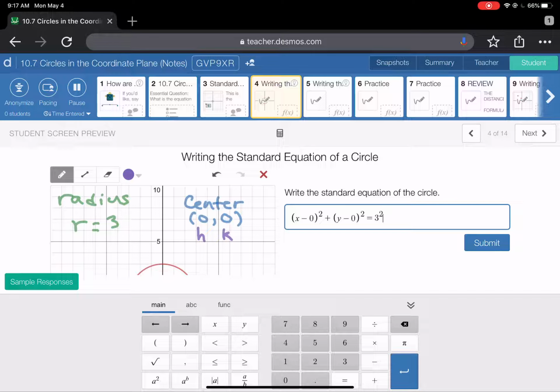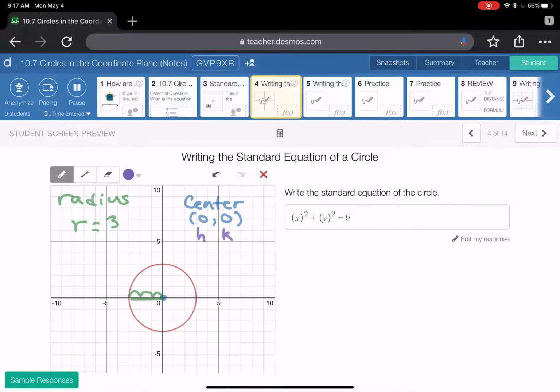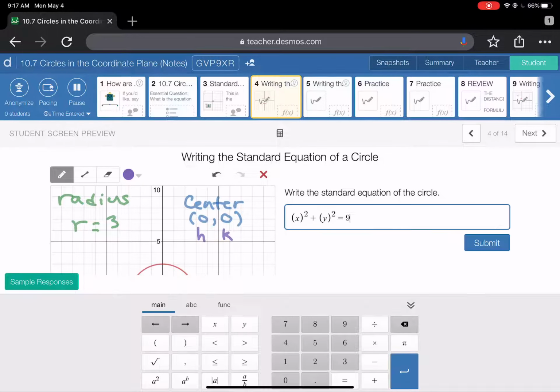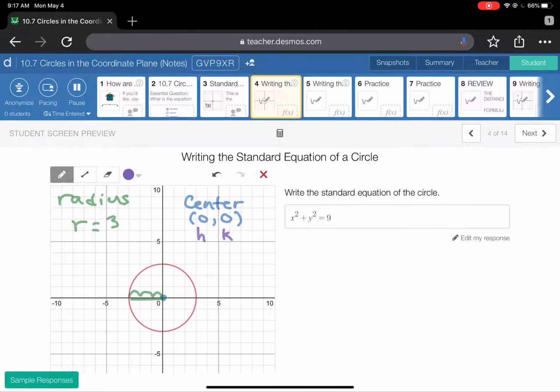All right, so there we have our standard equation of a circle, but we want to simplify this as best we can. So I'm going to erase the zeros because we don't need zeros, so y minus 0 is just y. And then I'm going to simplify the number on the right. 3 squared, 3 to the power of 2, is just 9. So this is my equation of a circle. And you could have also erased the parentheses if you like, and left it as x squared plus y squared equals 9. And that would have also been correct.